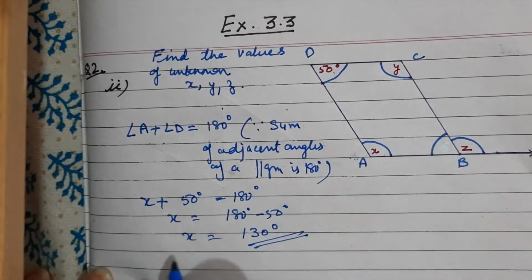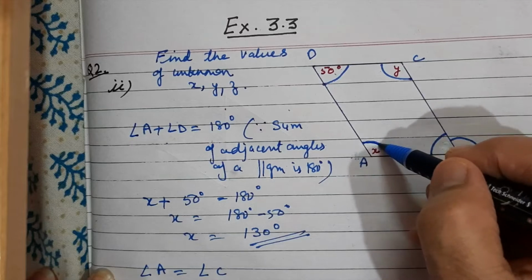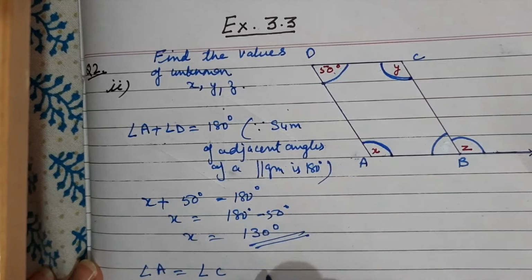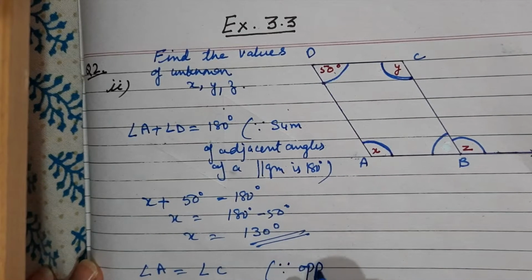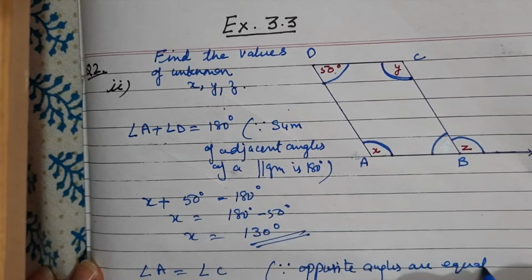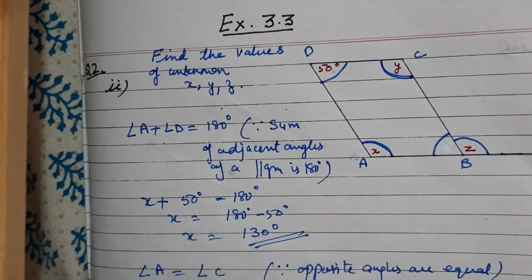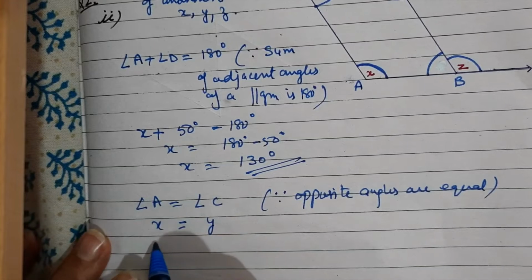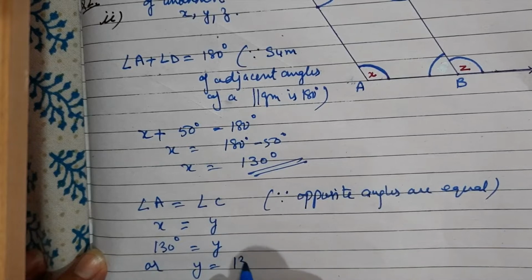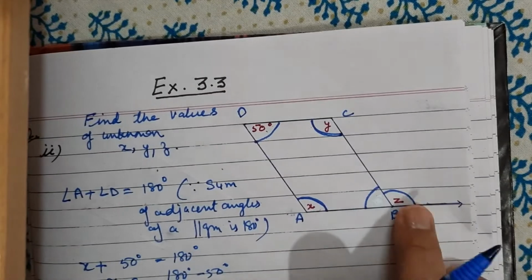Now angle A is equal to angle C. This angle is equal to this angle. Why? Because in a parallelogram, opposite angles are always equal. So angle A, which is x, is equal to y. The measurement of x is already calculated, which is 130 degrees, so y is equal to 130 degrees. So the second value is also calculated. Now z is left over.